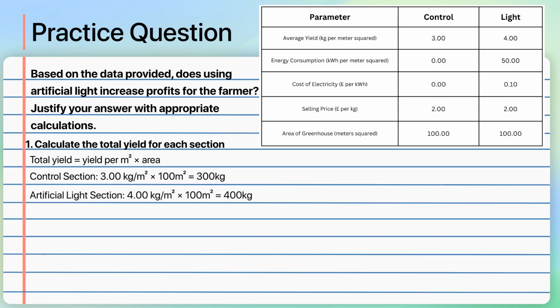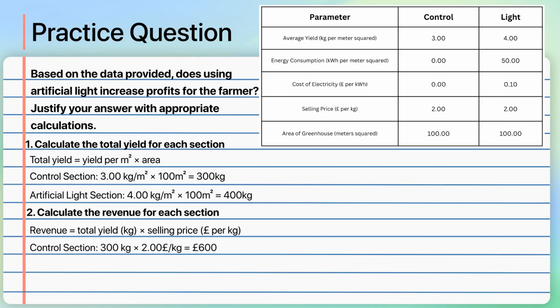For the artificial light section, the total yield is found by multiplying the average yield of 4 kilograms per meter squared by the total greenhouse area of 100 meters squared to give 400 kilograms. Secondly, we need to calculate the revenue, or the money made from sales, for each section. To find the revenue, we need to multiply the total yield by the selling price per kilogram.